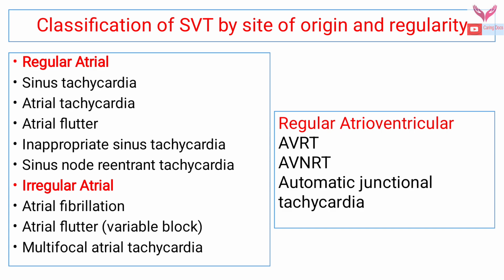Based on the site of origin, when they are atrial, they can be regular atrial or irregular atrial. When they are atrioventricular, then we call them regular atrioventricular. The regular atrial examples are sinus tachycardia, atrial tachycardia, atrial flutter, inappropriate sinus tachycardia, and sinus node reentrant tachycardia. Irregular atrial are atrial fibrillation, atrial flutter with variable block, and multifocal atrial tachycardia. And the regular atrioventricular are AVRT, AVNRT, and automatic junctional tachycardia.